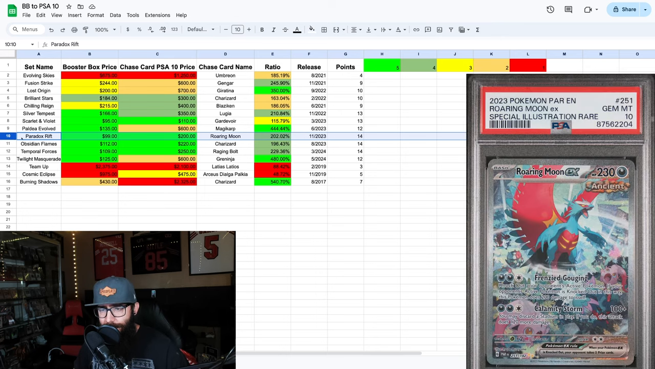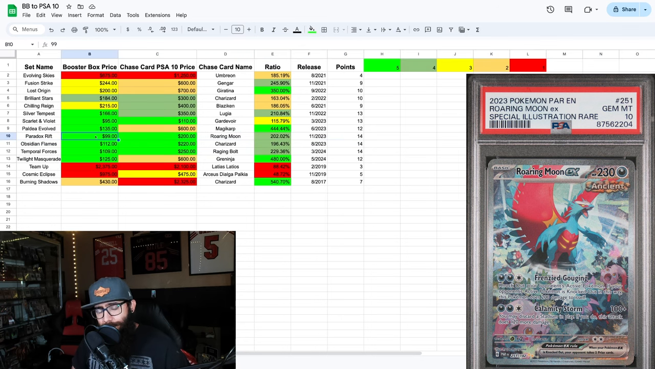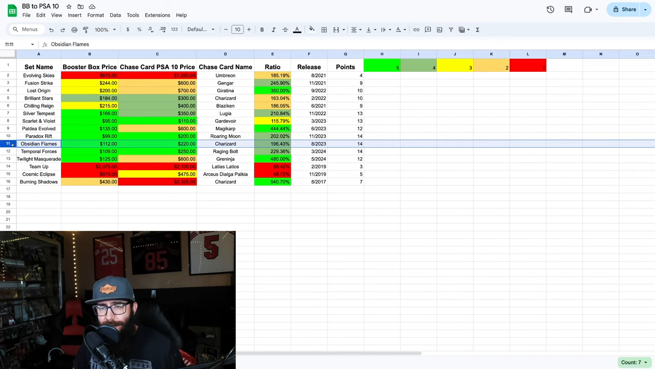Then we have Paradox Rift, which is another kind of underrated deep set. $99 a box, $200 for the Roaring Moon, and it's like two times the price there. If I had to pick between the two, I'd probably go for booster boxes personally, but I do have one copy of the Roaring Moon in a 10, and just a few boxes of Paradox. So I do think you can't really go wrong with any of these if they're in the green, but I would lean towards the boxes.